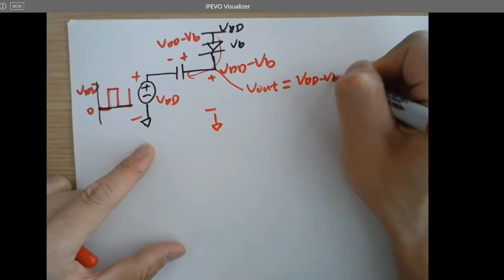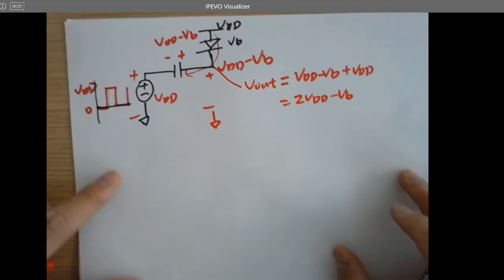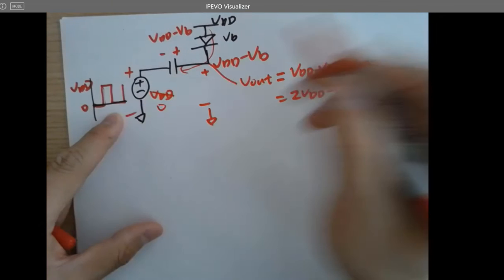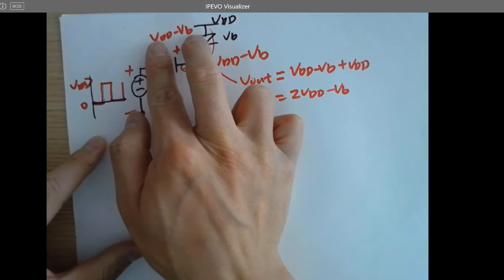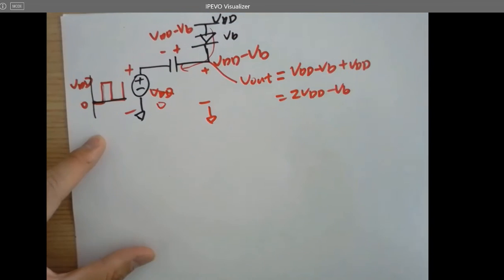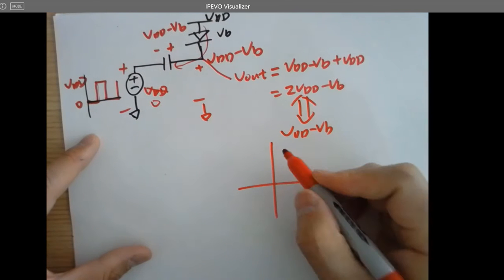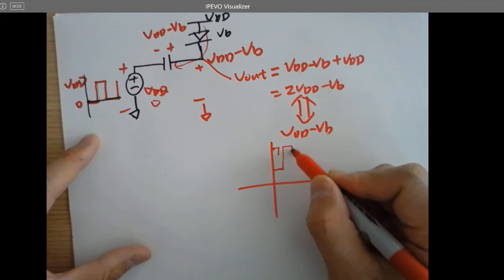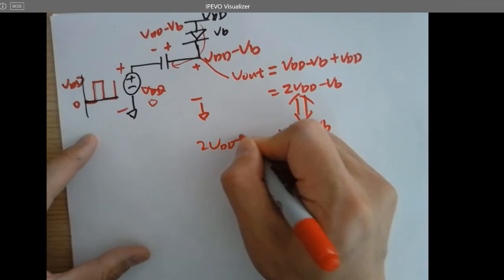And whenever this goes back to 0 again, so this becomes 0 again, what's the voltage here? 0 adding to this guy is still... so the voltage output is going to swing like this. And this voltage will be 2 VDD minus VB.